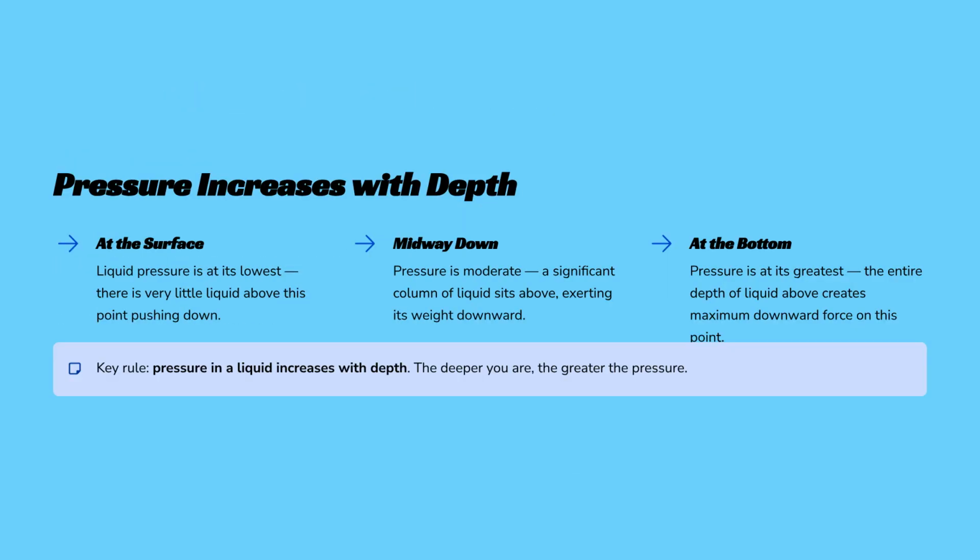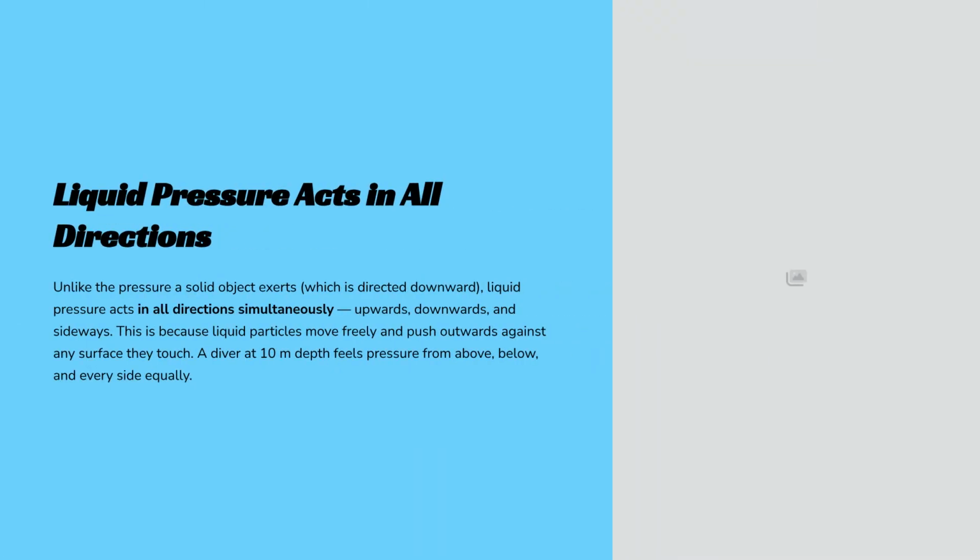Pressure in a liquid increases with depth. At the surface, pressure is lowest because very little liquid pushes down. Moving midway down, pressure becomes moderate, and at the bottom, it is at its greatest due to the maximum weight of the liquid above. Unlike solid objects that only exert force downwards, liquid pressure acts in all directions simultaneously.